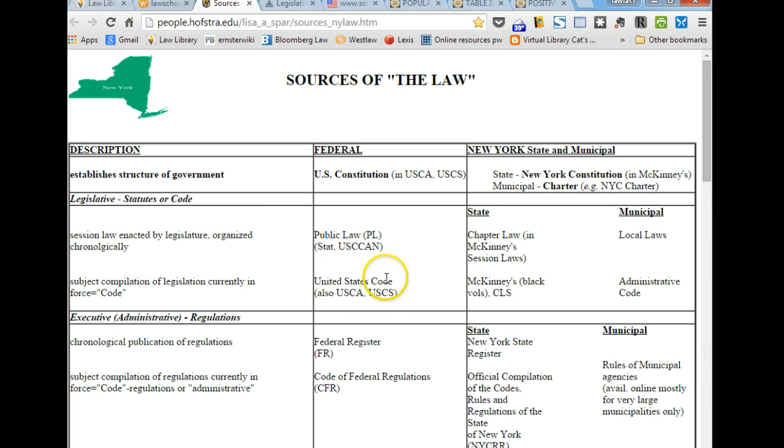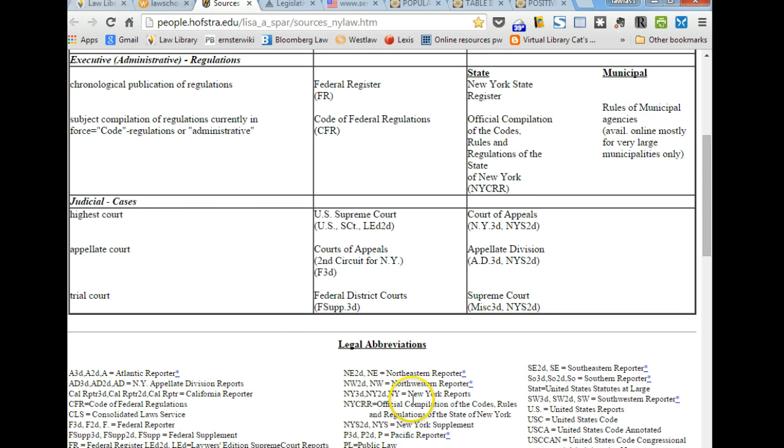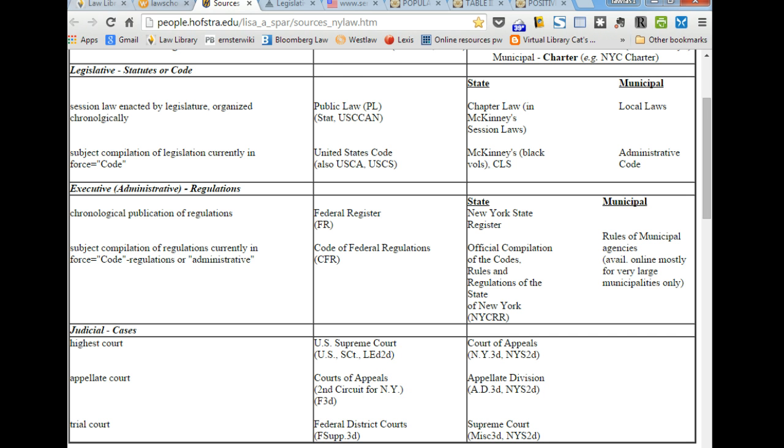So United States Code is the official version published by the U.S. government, and there are a couple of unofficial sources of the code, USCA, USCS, and you can see what they stand for down here in legal abbreviations: U.S. Code Annotated, U.S. Code Service. U.S. Code Annotated is published by Westlaw, U.S. Code Service published by Lexis. You can obviously not even have to guess what we will find on which service.